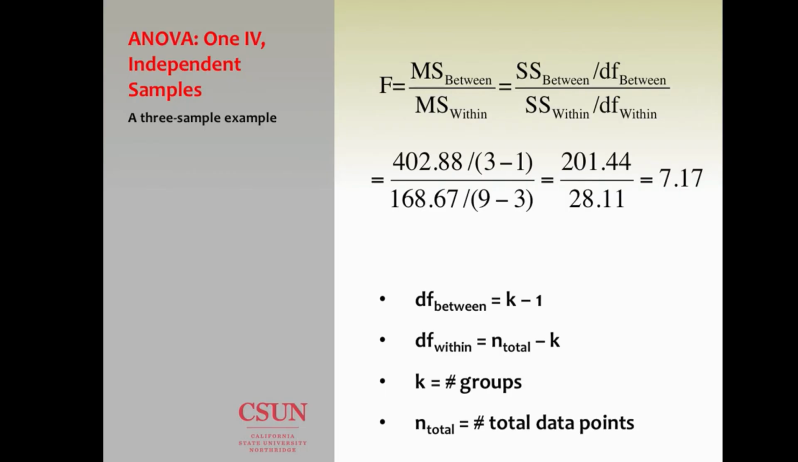We've pulled our sum of squares values from the previous couple of slides, 402.88 and 168.67. Then 3 minus 1 is the number of groups minus 1. 9 minus 3 for the degrees of freedom within is the total number of people, 9 across all groups, minus the number of groups, which is 3. So on the top part of the fraction, 402.88 divided by 2 gives you 201.44 for your mean square between. 168.67 divided by 6 gives you 28.11 for your mean square within. Divide those two, take a deep breath, and you get your F value, 7.17.